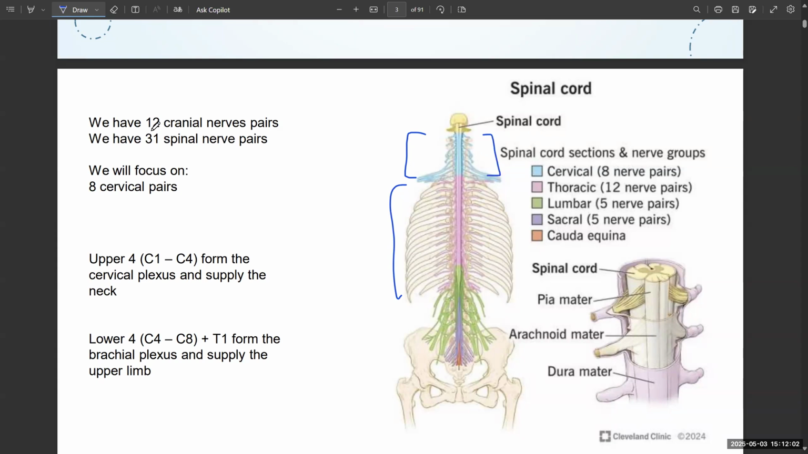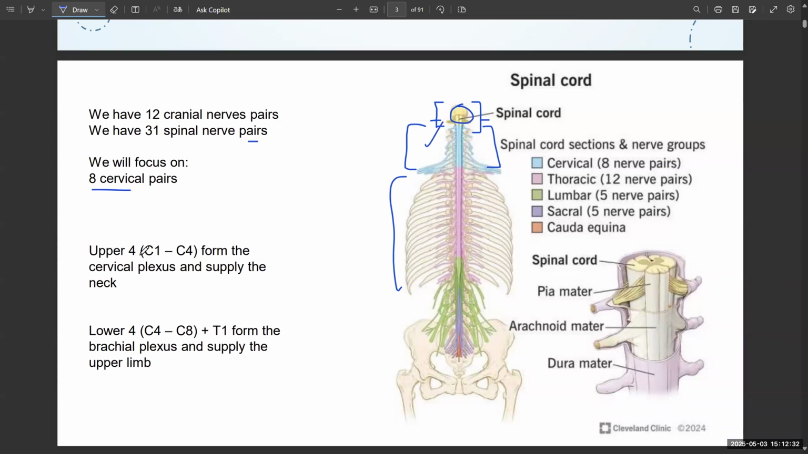Now, we have 12 cranial nerve pairs. What does that mean? That means in the head over here, we have 12 cranial nerves coming out from this side and 12 coming out from this side. So we have 12 pairs. Same for the spinal nerves. So if you have 31 spinal nerves coming out from, for example, the right side, then you have another 31 coming out from the left side. That's why it's called a pair. We will focus on the 8 cervical pairs over here.